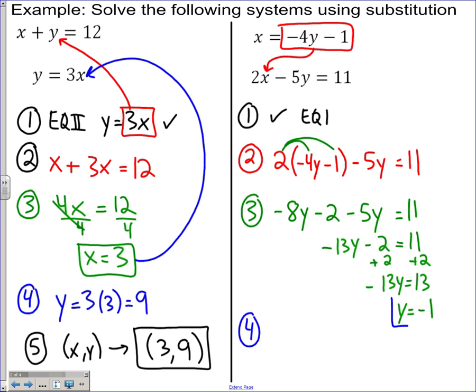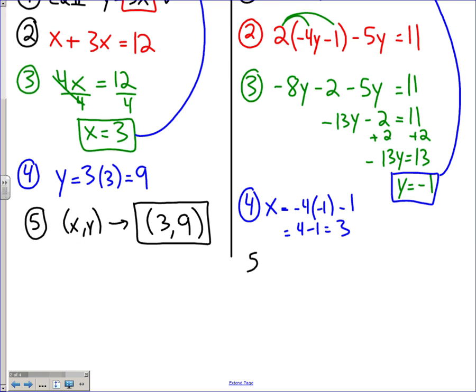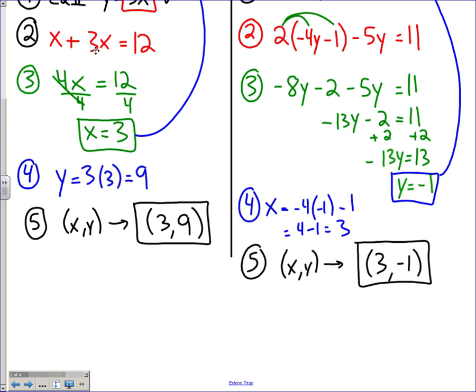Step 4 says take that value, and we're going to plug it in for y in our first equation. So I have x equals negative 4 times negative 1, which is y. And then I'm subtracting off 1. That gives me 4 minus 1, which is 3. Okay, finally I want to write my solution as an ordered pair. So my solution (x, y) is 3 is my x value, negative 1 is my y value. So (3, -1).